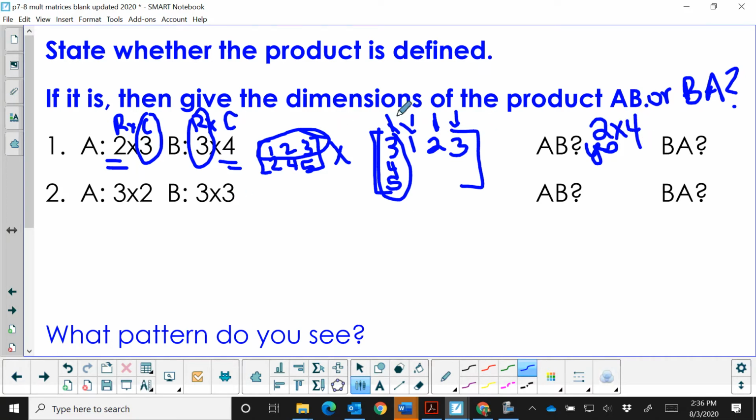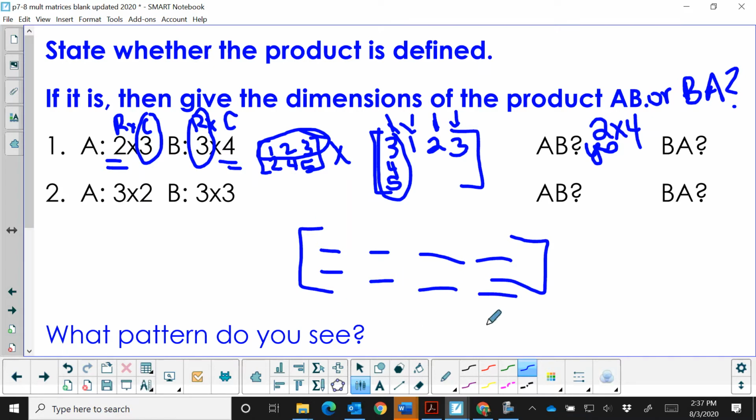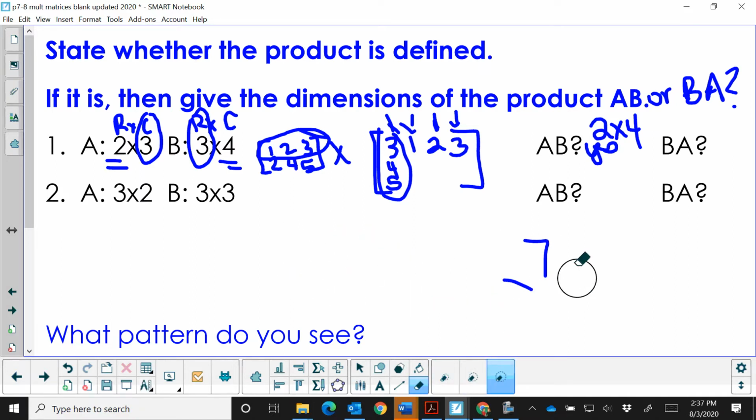So what I like to do before I start a multiplication problem is go ahead and draw what my answer is going to look like. So I'll draw it where I have 2 rows by 4 columns, and that means I'm going to have 8 elements in my answer. So that's your first start. That's how to start the problem. That's how you decide if you can multiply them.